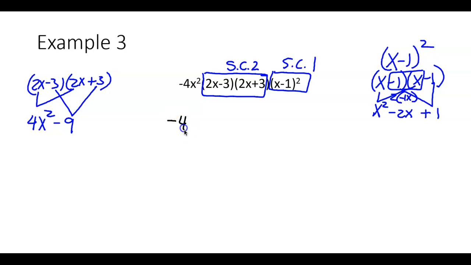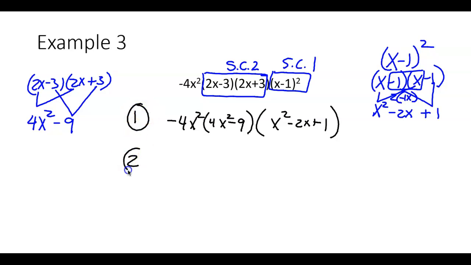So now, after having done those shortcuts, I have the following things. This shortcut number 2 gave me 4x squared minus 9. Shortcut number 1 gave me x squared minus 2x plus 1. So I got my shortcut step out of the way. So that would be step 1, right?